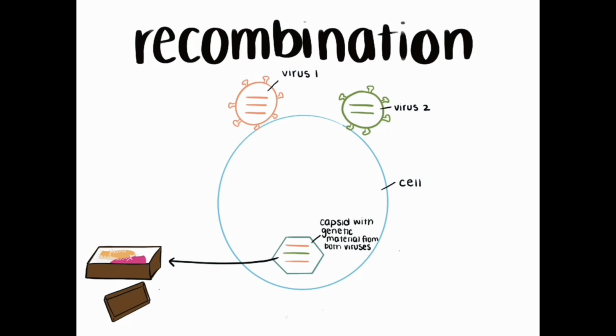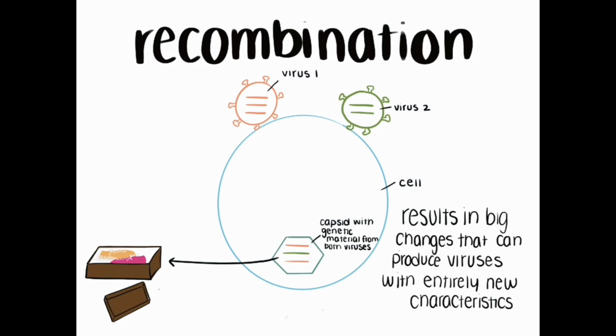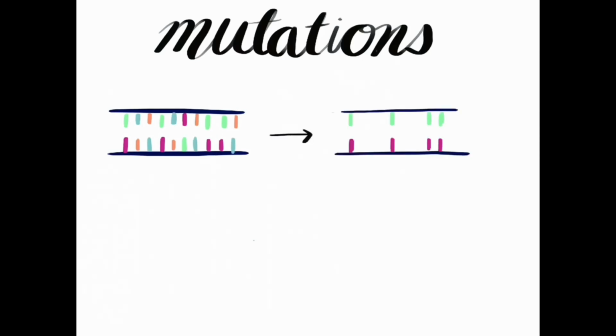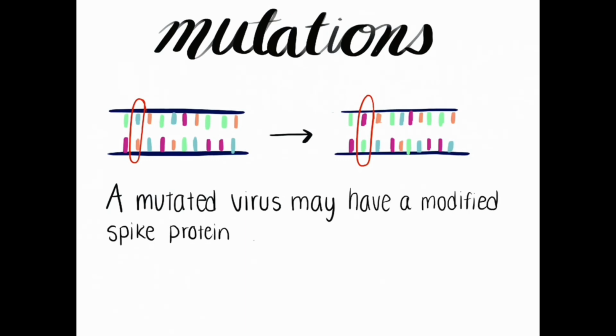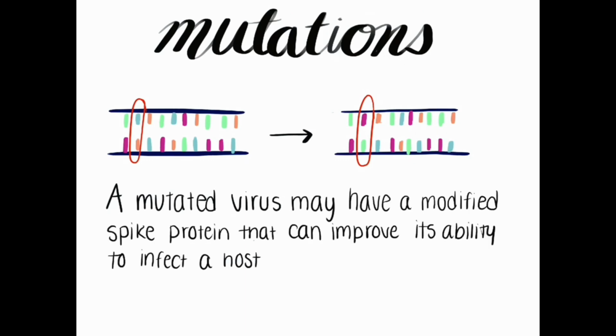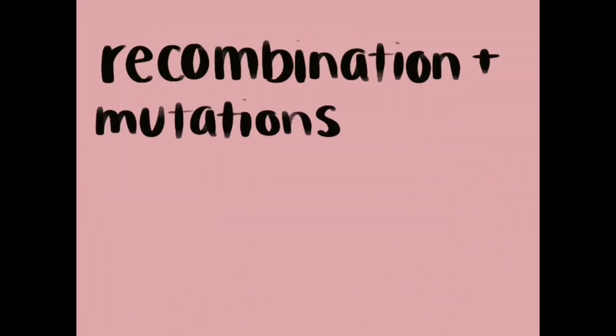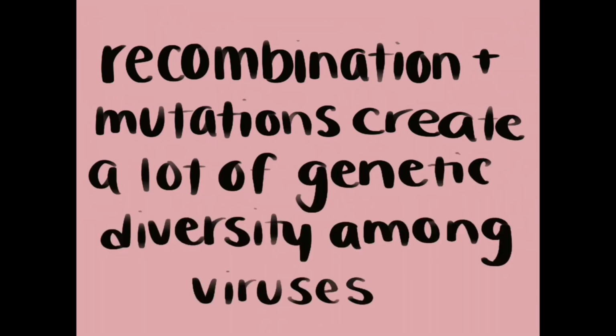Because recombination involves the trading of viral genomes, it generally results in big changes that can produce viruses with entirely new characteristics. Mutations, on the other hand, are individual changes within a virus's genome that generally result in slight changes to the characteristics of a virus. As opposed to developing completely new spike proteins, a mutated virus may instead have a modified spike protein that can improve its ability to infect a host. As we can see, recombination and mutation create a lot of genetic diversity among viruses.